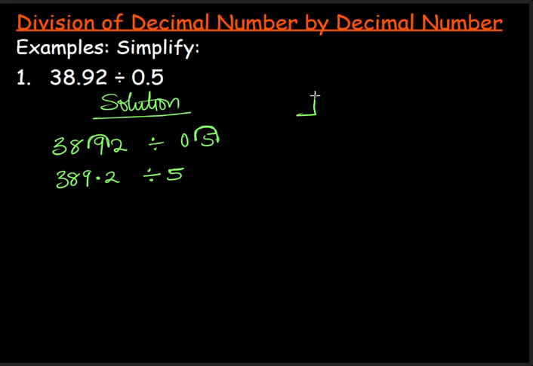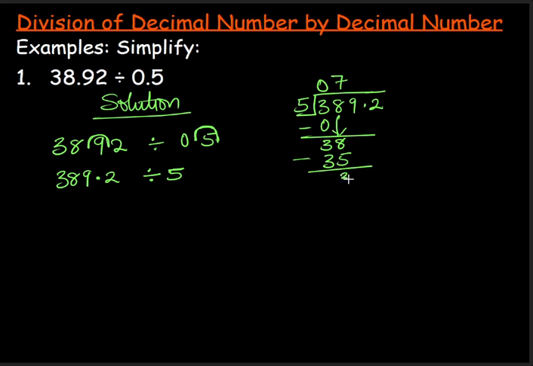This will give us 5 here, and then we have 389.2. So 5 into 3, this will give us 0. 5 times 0, 0, subtract, this will give us 3. And then we bring down 8. 5 into 38, that will be 7. 5 times 7 is 35. We will subtract, this will give us 3. And then we'll bring down our 9. 5 into 39, that will be 7. 5 times 7 is 35. We will subtract, this will give us 4.